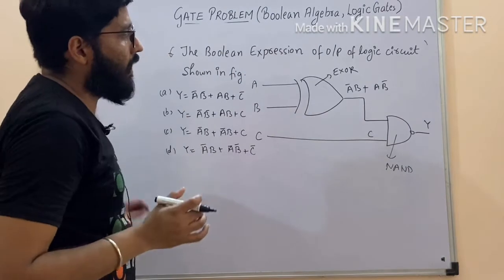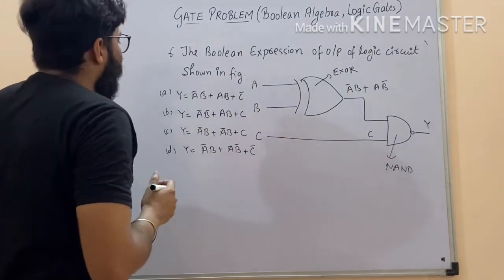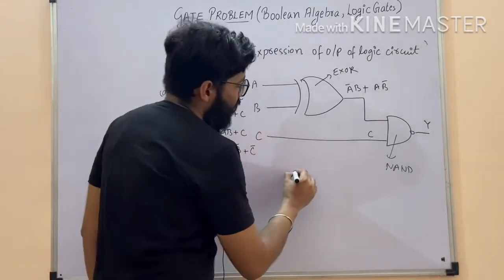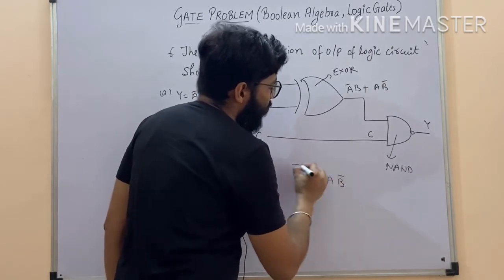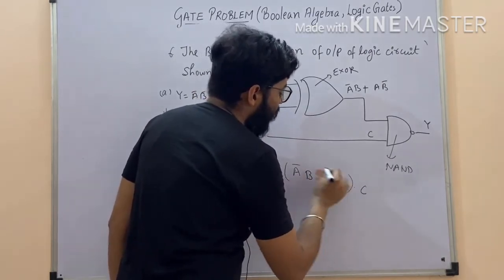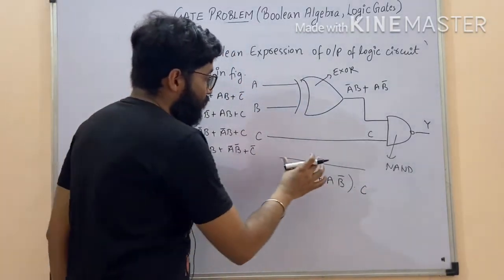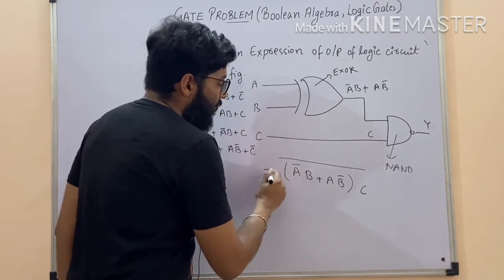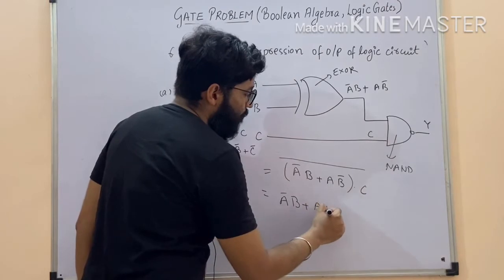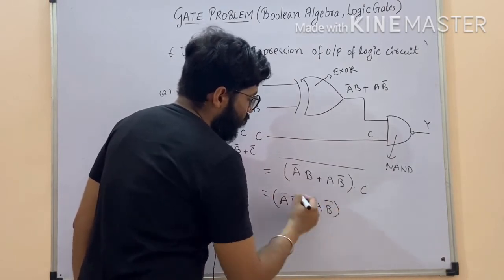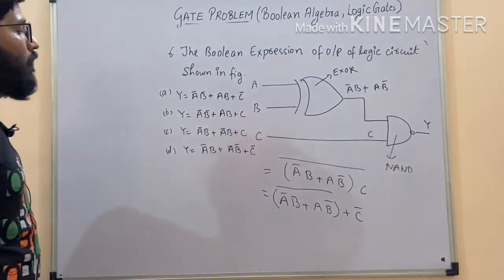So the NAND gate property is there, you have to multiply and get the complement. Okay, so now (C A complement B plus A B complement) and C, and you have to take the whole complement. Okay, in this fashion. Now apply the De Morgan's here. So (A complement B plus A B complement) to the whole complement plus C complement. Now you have to simplify this.